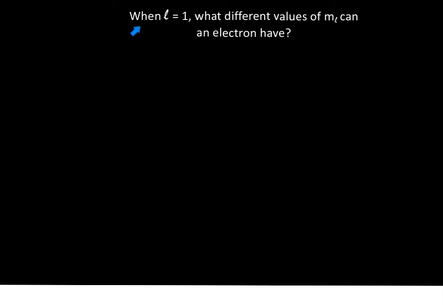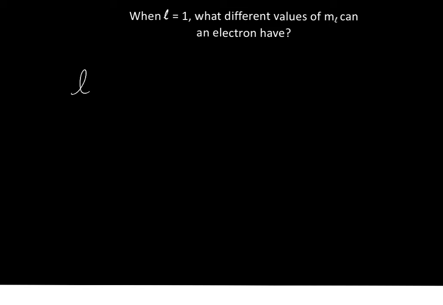Okay, our second example here. If your L value is equal to 1, I want you to apply the rules and see what different m sub L values you can have for an electron. So again, if you want to, go ahead and stop the video and figure out when L is equal to 1, what m sub L values the electron can have.